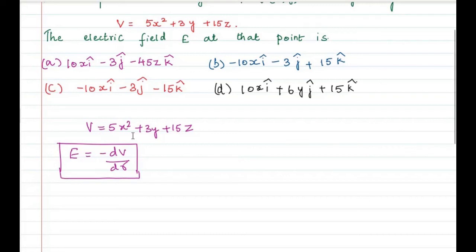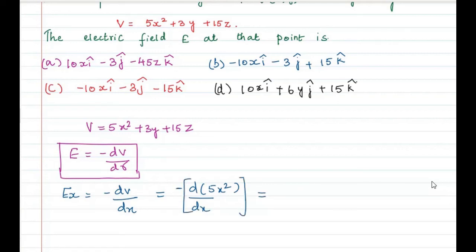Okay, the electric field will be the negative potential gradient. Now Ex will be equal to minus dV by dx. When you differentiate 5x square with respect to x, we'll get, with the minus sign, 5 twos are 10, so minus 10x. So after differentiating 5x square, we get minus 10x.